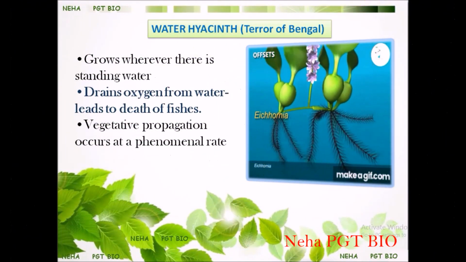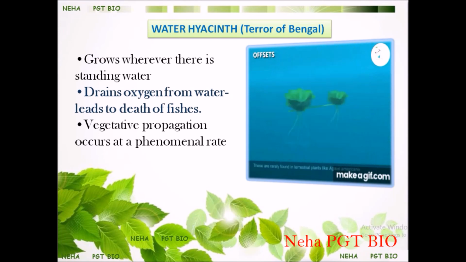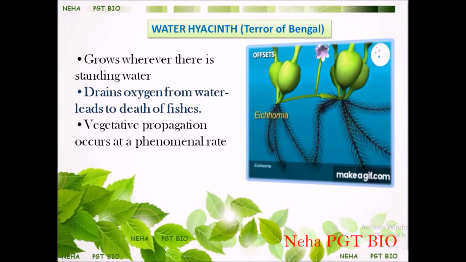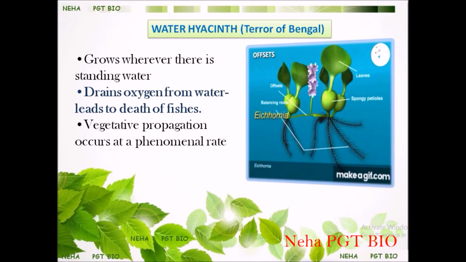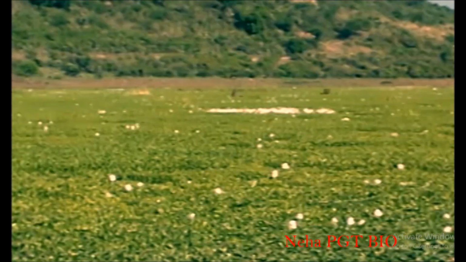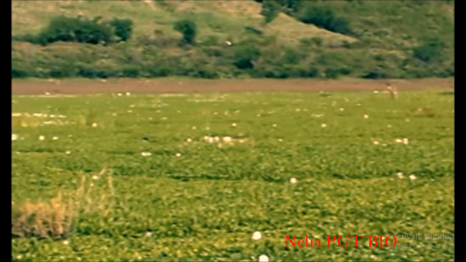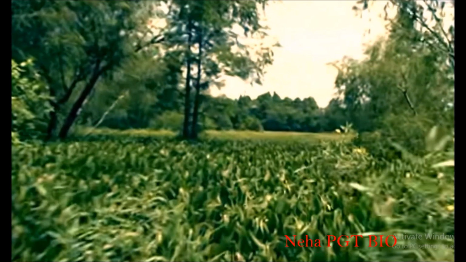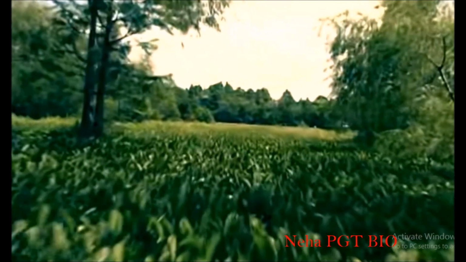This Eichhornia can propagate vegetatively with the help of stem at such a fast rate that within a few days it can cover the entire lake. This plant also drains the oxygen from the water, which eventually leads to the death of the fishes. So it is called terror of Bengal.